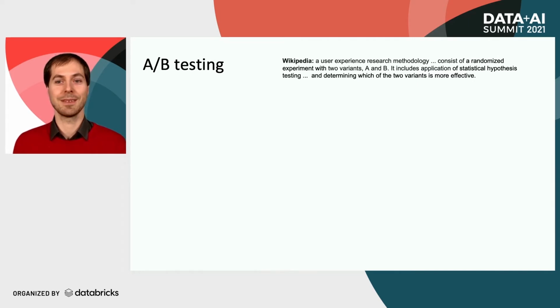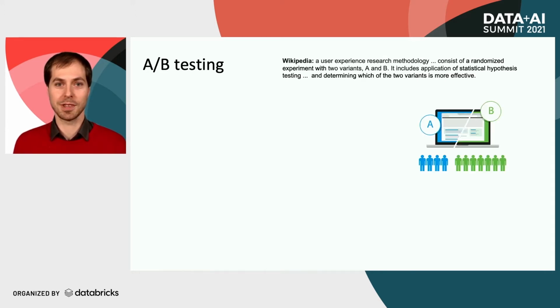So finally, what is A/B testing? Wikipedia says it's a user experience research methodology which consists of a randomized experiment with two variants, A and B. It includes application of statistical hypothesis testing and determining which of the two variants is more effective. Well, to put it simpler, let's say that you have a website and you want to change something, for example, color of a button or something in the backend.